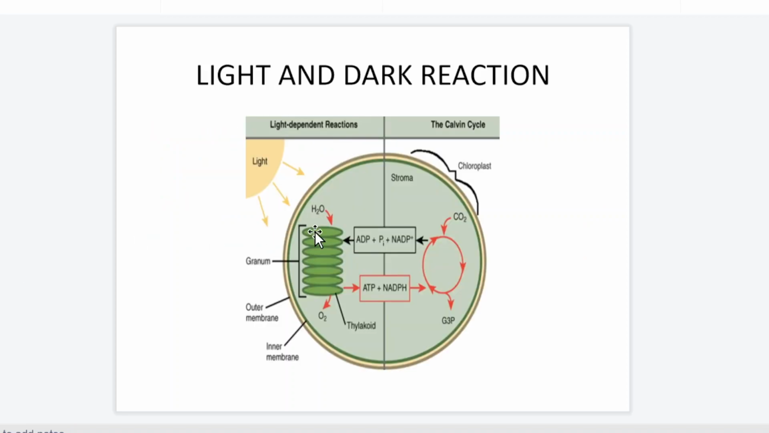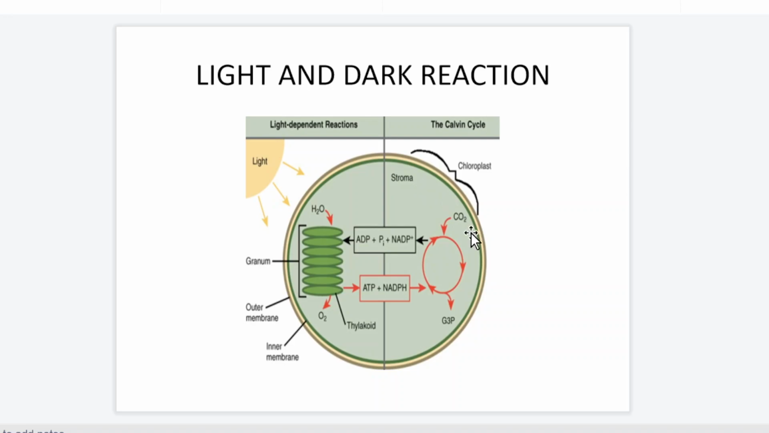Here we can see the correlation between light and dark reaction. As you can see here, in the thylakoid, water molecules break up and release oxygen. In the presence of sunlight, it releases ATP and NADPH, which are the energy coins of the cell, which will be sent to the Calvin cycle. This is the dark reaction.